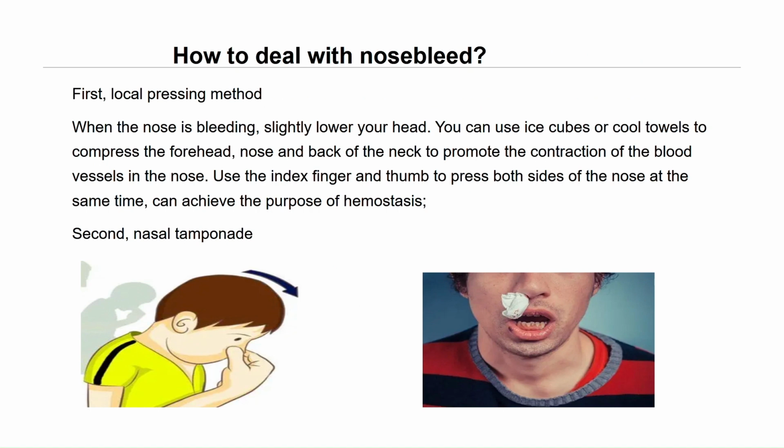Here are 2 ways that people who have ITP or people who have nosebleeds frequently can use to deal with their nosebleeds. The first one is the local pressing method, and the second one is nasal tamponade.